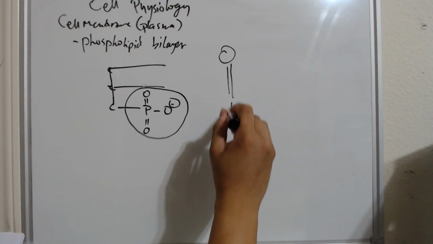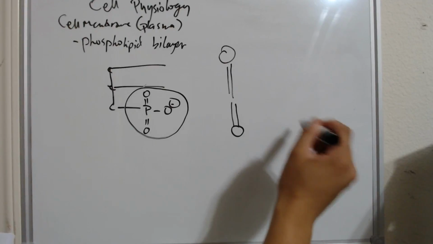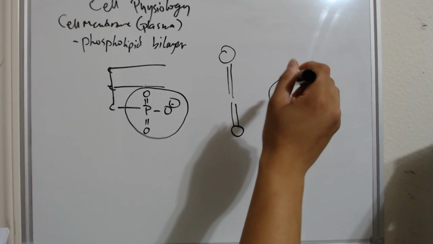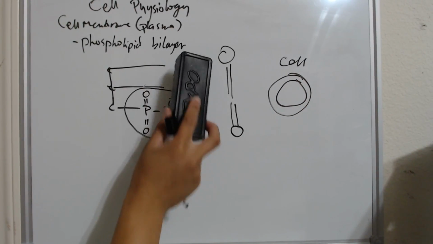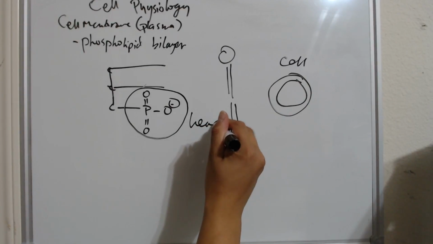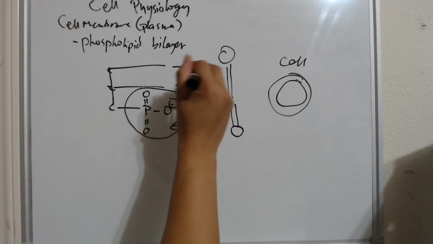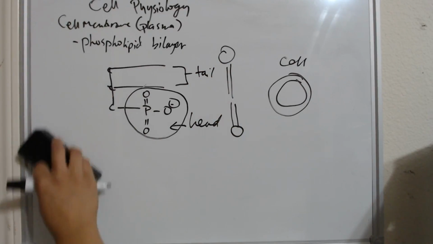Bilayer means that just 2 of them makes a whole layer around the cell like that. And that's a cell. This is the head, and these 2 are the tails. Also, since it has a hydrophobic interior, in the middle, that means that the plasma membrane is selectively permeable. So that means not everything can go through it, which is good.